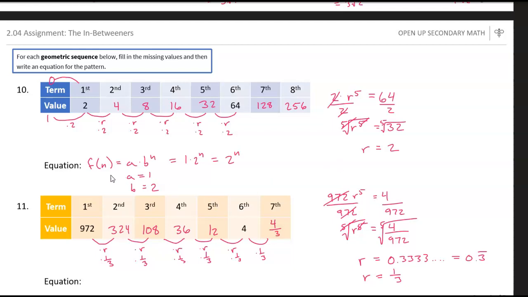And now we're going to use this same form for the equation, f of n equals a times b to the n.